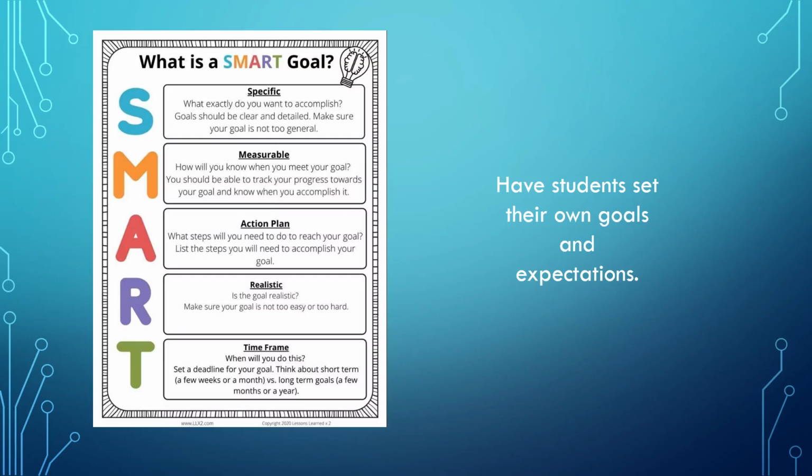One of the best ways we can implement this strategy of self-reporting grades or student expectations into our classrooms is by using these SMART goals or having students set their own goals and expectations for themselves. We've talked about that a lot in this presentation. So these SMART goals, the student is identifying something specific they want to accomplish. It's very clear and detailed, but not too general. It's very specific. It's measurable.